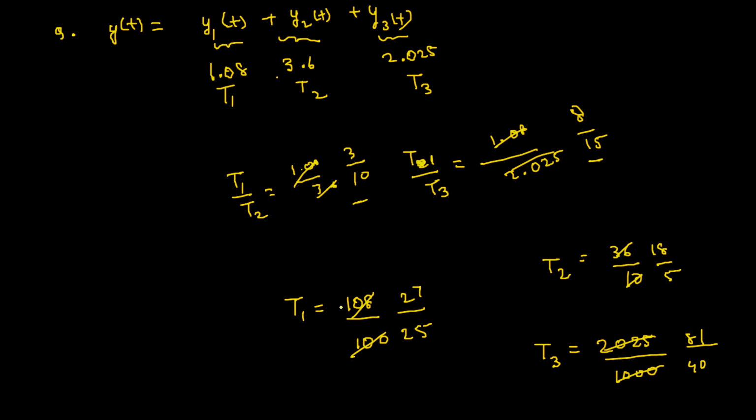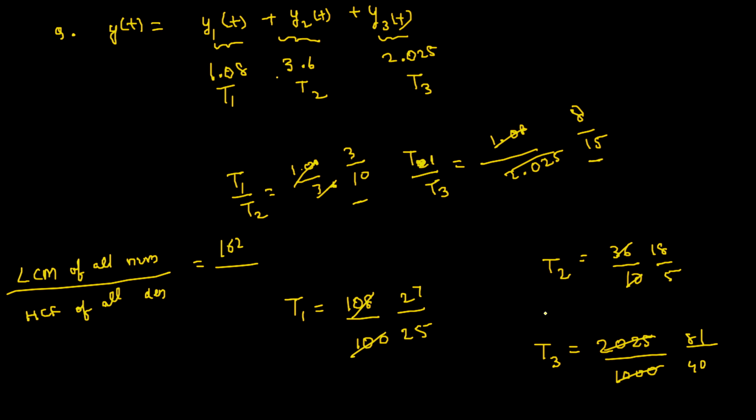It's very important that they're simplified to the simplest form possible. And after we do that, what we do is we take LCM of all three numerators and HCF of all three denominators. So here the LCM of these three numbers comes out to be 162 and the HCF of these three numbers is 5. So 162 by 5 gives us 32.4. So this is the actual period of y of t.